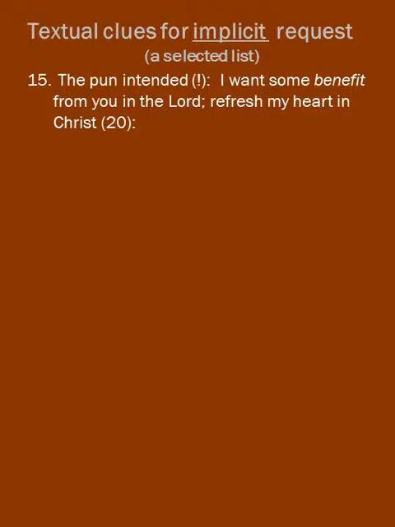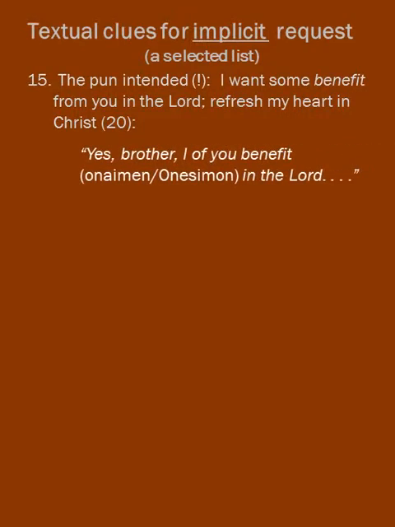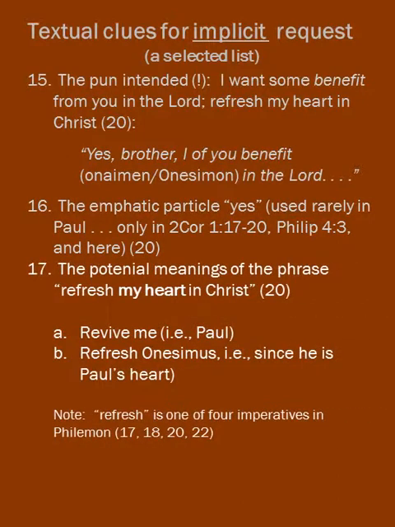There's quite a lot of wordplay going on in the text of Philemon. It's clear that the name Onesimus is being used in a sort of pun, and there's another similar word used for benefit. Number 16 is quite interesting if you'll compare this usage of this emphatic affirmative to 2 Corinthians 1 in particular. You'll see how unusual it is.